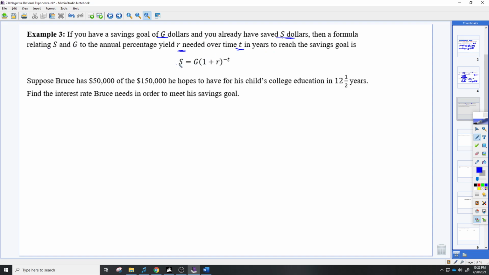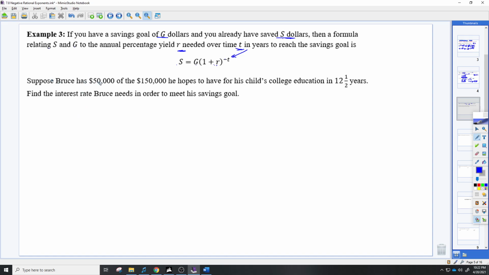So S is how many dollars you have saved, G is your goal, R is going to be your percentage yield or your rate. Think of that as rate. And T is time in years. Right? It's right there. All this is raised to the negative T. And we'll deal with that when we get there.